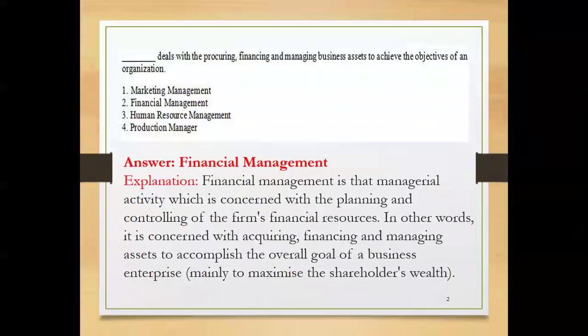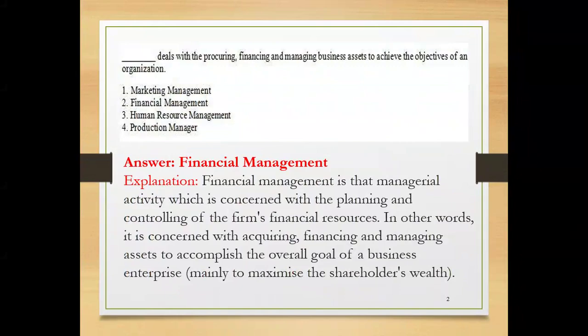See, the first question: dash deals with procuring, financing, and managing business assets to achieve the objectives of an organization. Marketing management, financial management, human resource management, or production management? The correct answer is financial management.